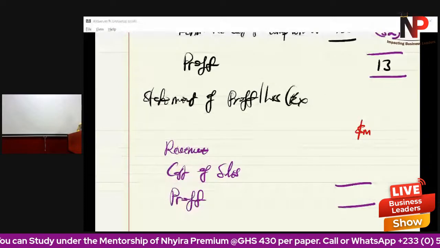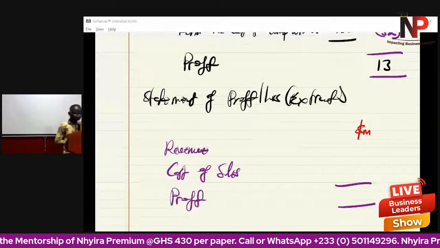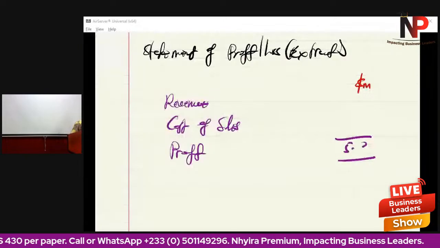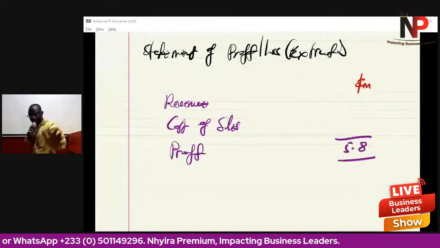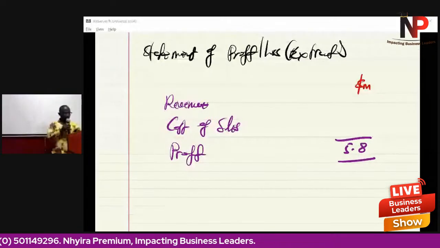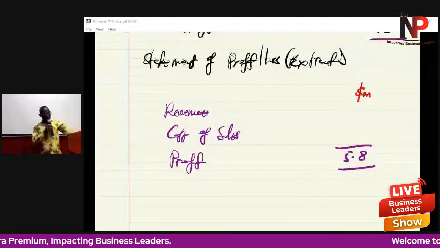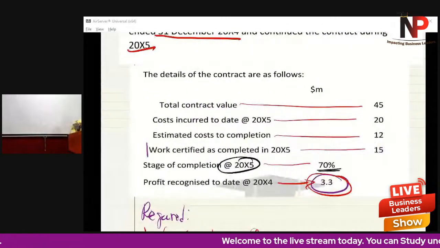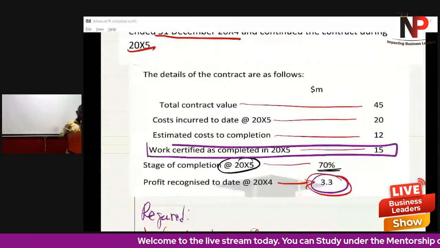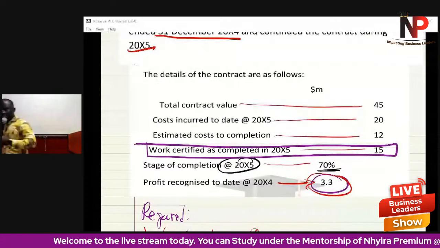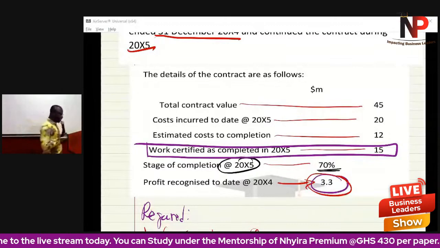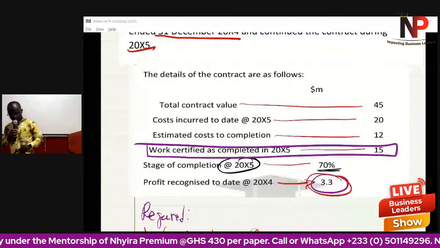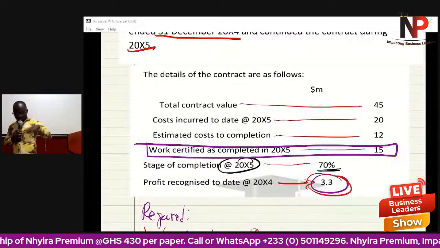Statement of profit or loss extract. The profit amount is 5.8 here. But a question you ask yourself is, in 2015, how much revenue will you recognize? Note that in the subsequent year, revenue to be recognized will be equivalent to the work certified. Take that again. In the subsequent year, usually revenue to be recognized will be based on the work certified for that year. Are you getting it? The work certified for that year.